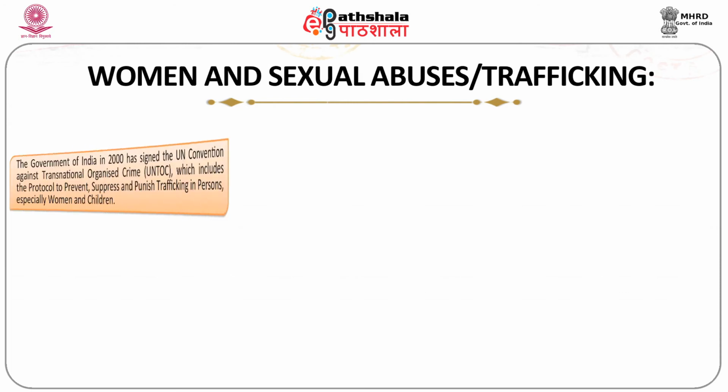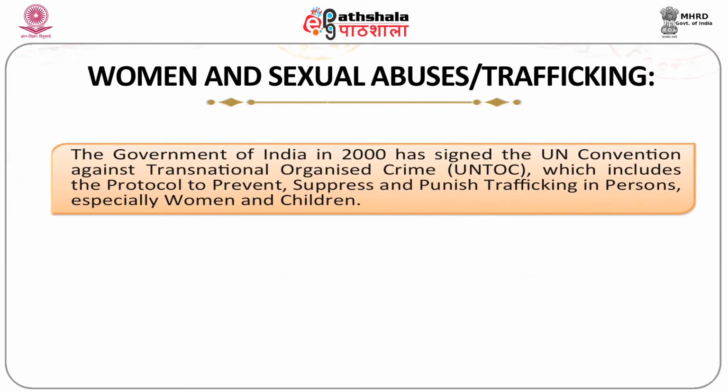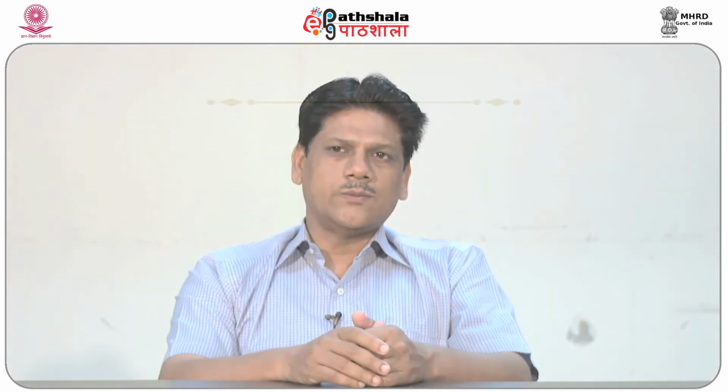Apart from political empowerment, there is a need for certain provisions for women against sexual abuse, especially trafficking, and the Government of India in 2000 signed the UN Convention against Transnational Organized Crime, which is meant for suppressing issues related to women trafficking. Then we also have the Childline services. These are 24-hour services with a phone call mechanism, meant for providing information on abuses related to the girl child and women.